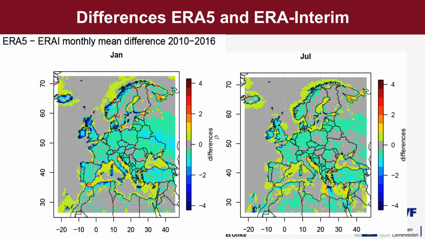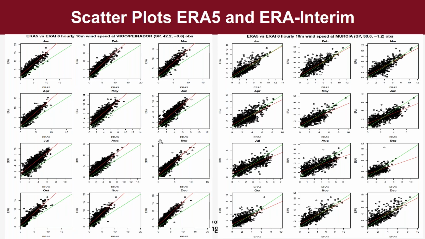And this would also be a good thing to repeat when the full period from 1979 is available from ERA 5. But we can also look at scatter plots. And we're looking at scatter plots again here. These are direct comparisons now of the grid box where Vigo is. So it's nothing to do with Vigo, it just happens to be where that point is.